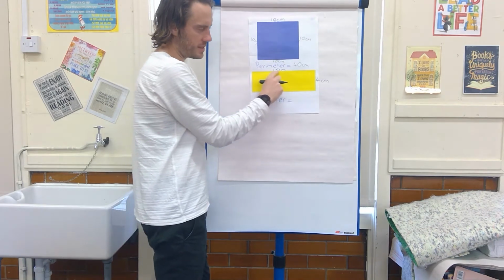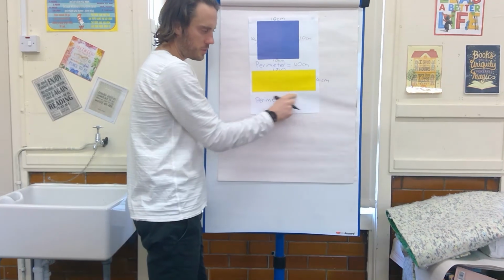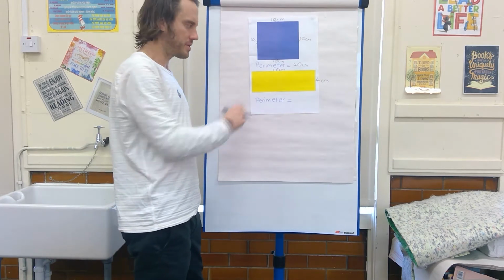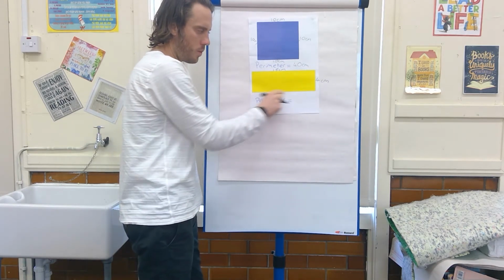If we know that this side is 15 centimetres, this one's blank. So what's that one going to be? Pause the video and see if you can figure out, if that's 15, what will the length of this one be?